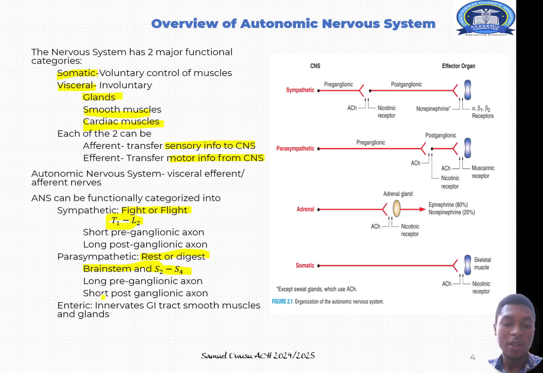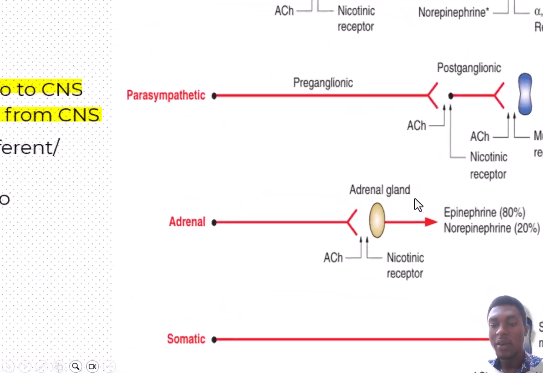We also have the enteric nervous system. The GI tract is also like a whole nervous system on its own, and the enteric is the one that would innervate the gastrointestinal smooth muscles and glands. Okay, now back to this diagram.